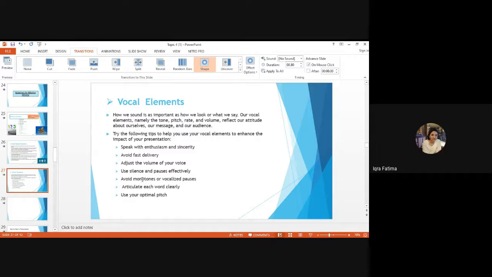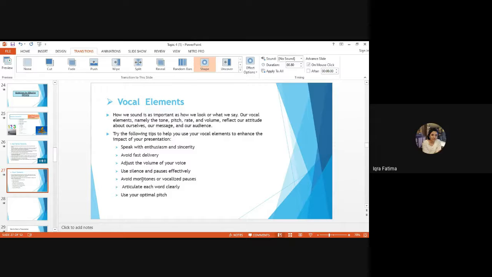Next one is how we can make our presentation more effective. There are three different ways. First one, make your verbal elements effective. Second one, make your non-verbal elements effective. Then make your vocals effective. In verbal elements, the most important thing is to use transitional words. Use proper transitional words to have a smooth transition and smooth flow of your presentation.